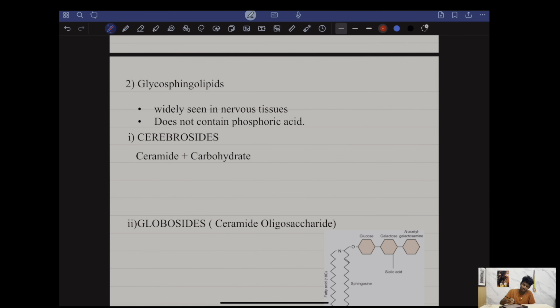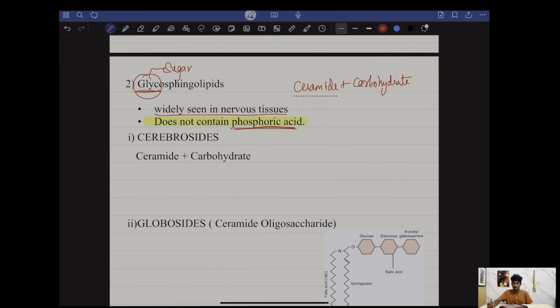What are glycosphingolipids? Glyco means there is a sugar moiety present. They are widely seen in the nervous tissue and they do not contain phosphoric acid. I can highlight this point because we have discussed it already. Yes or no? But they contain what? Glycosphingolipids contain ceramide and a carbohydrate. Okay?